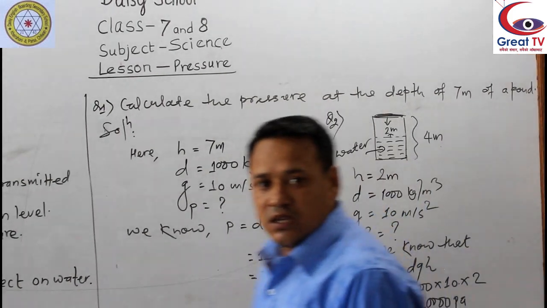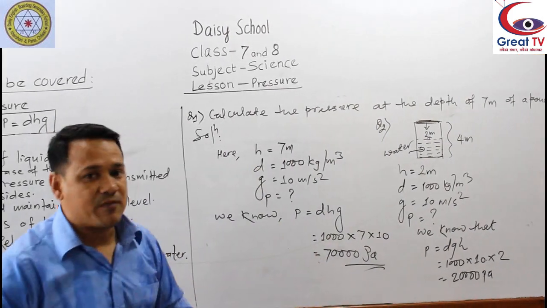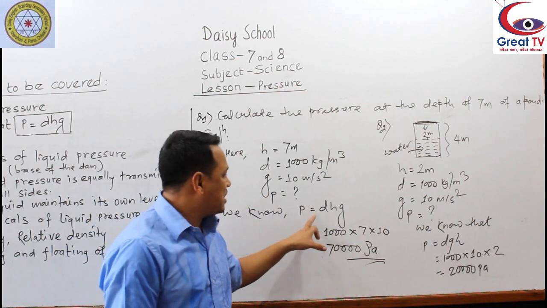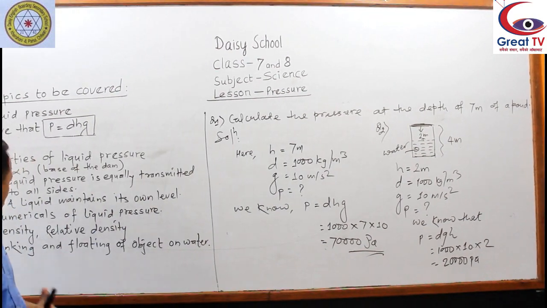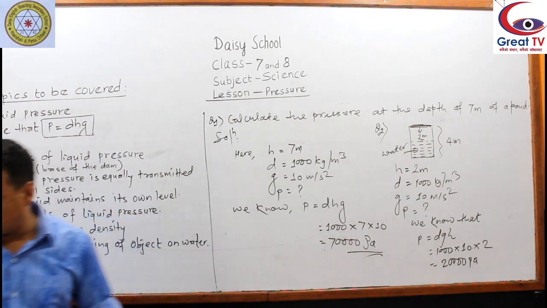Okay. The remaining from the exercise, you can practice at home using the same formula P equals to dgh. Now we are going to discuss density.